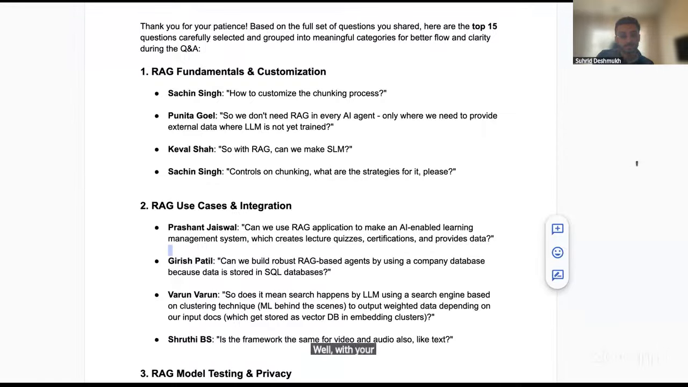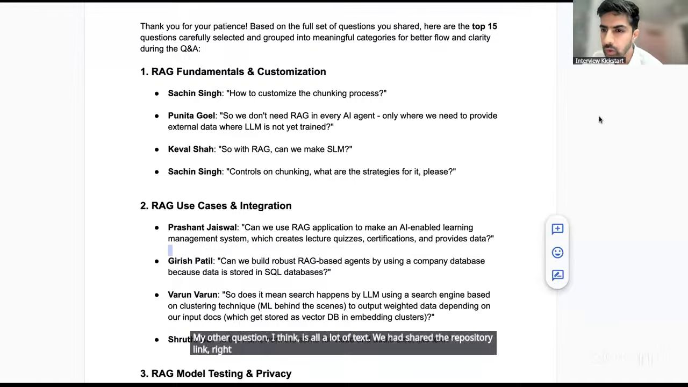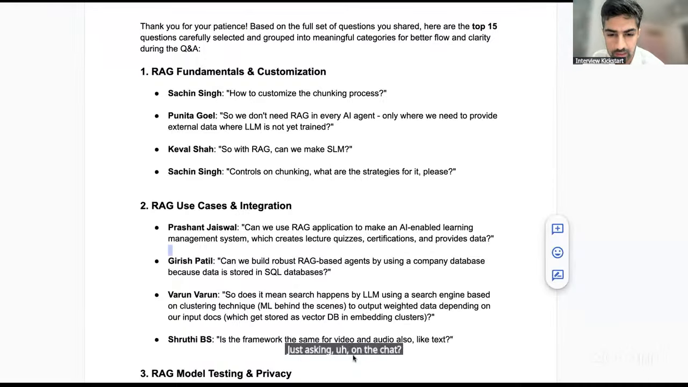By the way, just a question. I think I saw a lot of text. We had shared the repository link with the folks, the notebook link and all. Just asking on the chat. I did share the link. Yeah. Cool. Because somebody asked me, can you share the code, please?